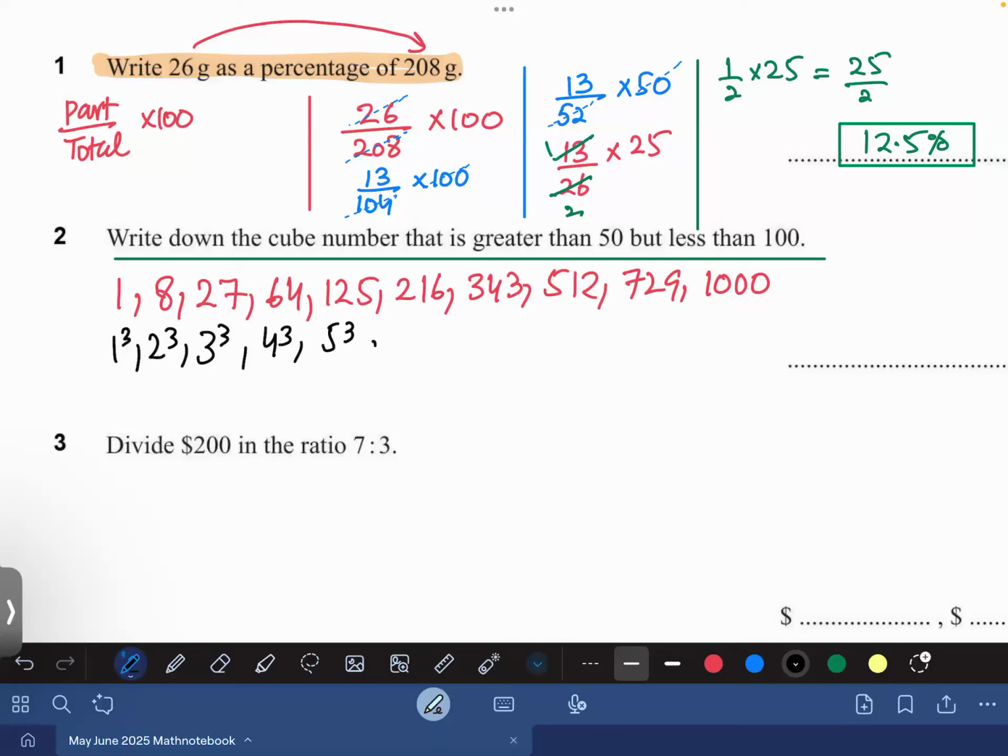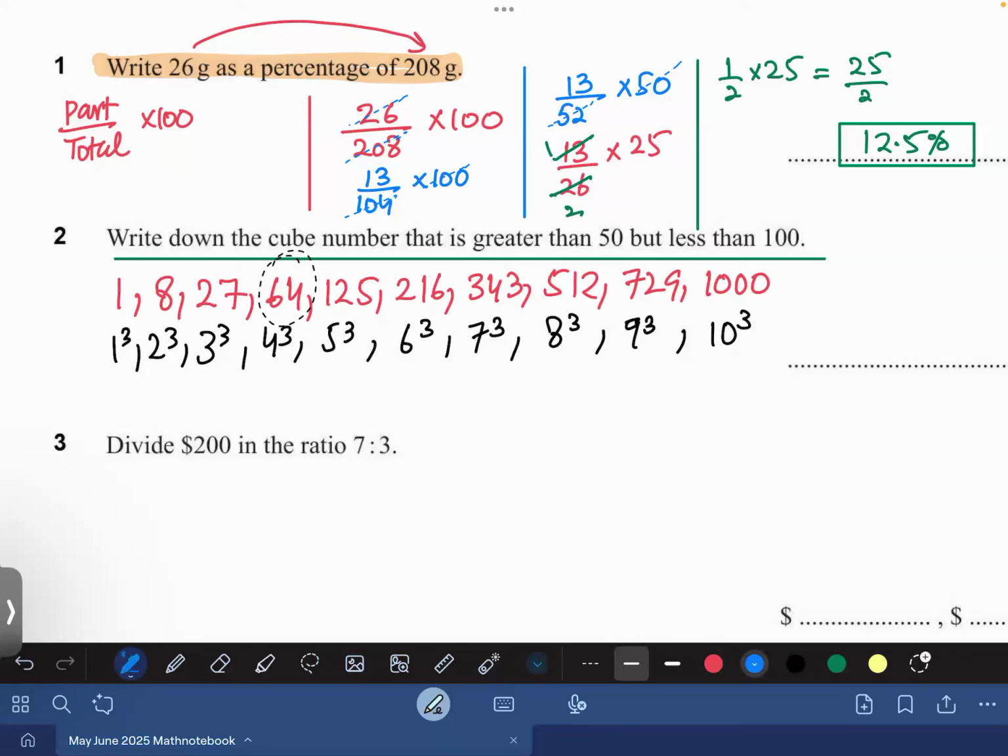I'm writing this just for the sake of clear identification, because this is important and it will come in the Cambridge exam as well. The examiner is saying, write down a cube number that is greater than 50 but less than 100. Greater than 50 and less than 100, we have a cube number which is 4 cube, 64. Can you see that?